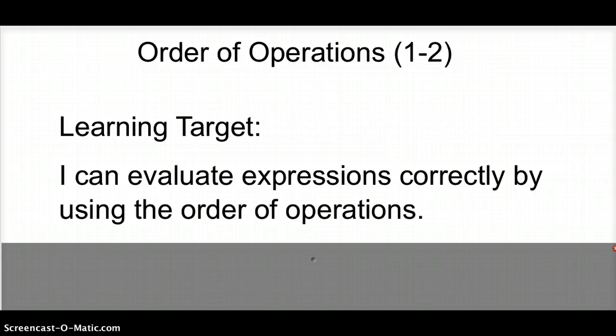So it's very important when we look at expressions that we take into account that operations have to be done in a certain order, and that will ultimately determine whether you get the right answer or not, depending if you use the correct rules. So let's look at what some of those rules are.